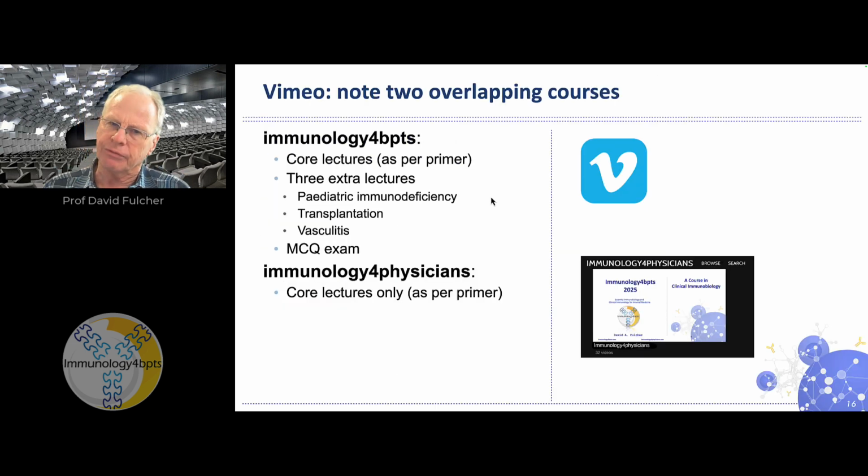Okay, now when you go onto Vimeo, and the link I will come to very shortly, you'll find actually two links. This is hopefully not confusing. The standard Immunology for BPTs course will be there, clearly marked, and you get all the core lectures plus the 3 extra lectures that I mentioned, as well as the MCQ exam. Immunology for Physicians is an alternate cut-down course which just has the core lectures, and that's mostly to service people outside Australia who buy the book and would like to do the lecture series to complement the book.